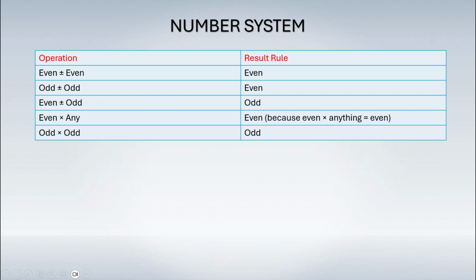And if we subtract two even numbers or if we subtract two odd numbers, then the result is also even. And if we add or subtract an even number and an odd number, the result is odd. And if we multiply an even number with any number, like even or odd, the result is always even. And the multiplication of two odd numbers results in odd.